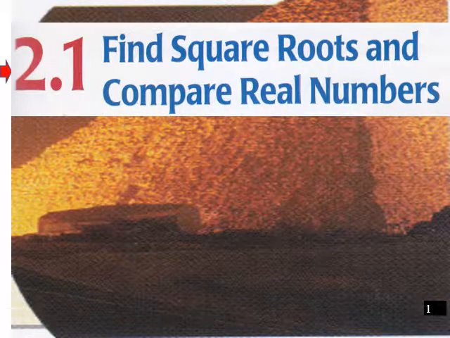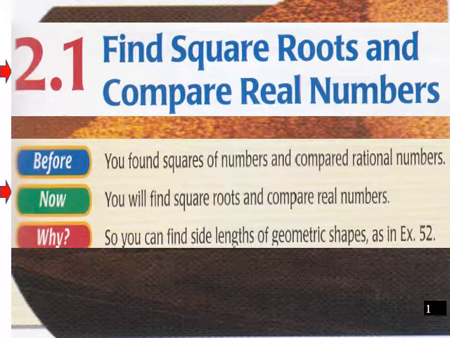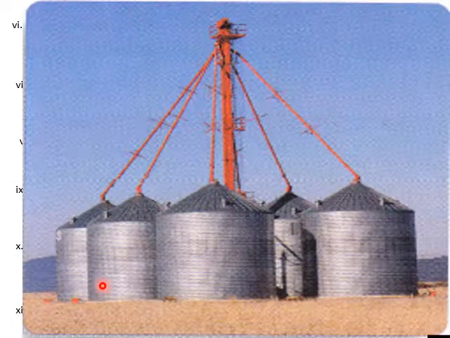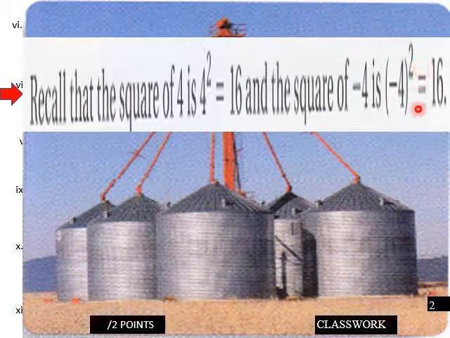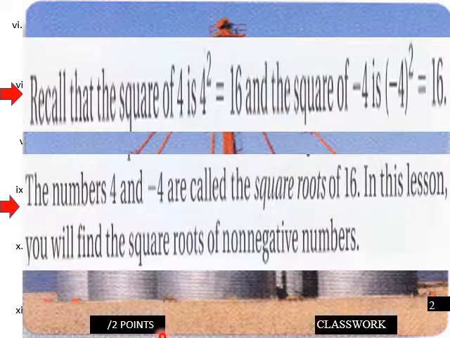Find square roots and compare real numbers. This is lesson 2.1. You found squares of numbers and compared rational numbers. You will find square roots and compare real numbers. Recall that the square of 4 is 4 squared equals 16, and the square of negative 4 is negative 4 squared equals 16. The numbers 4 and negative 4 are called square roots of 16. You will find square roots of non-negative numbers. We're not going to get to imaginaries yet.